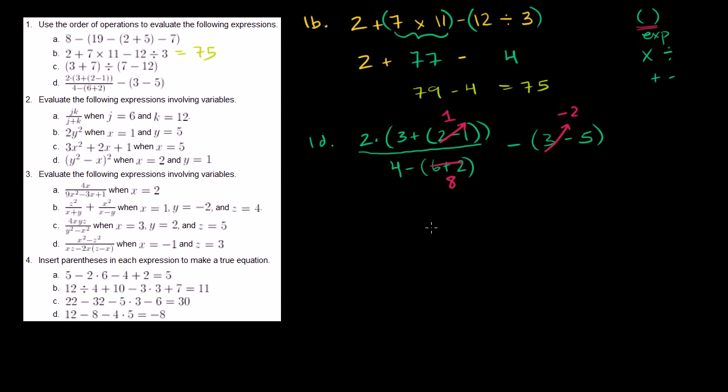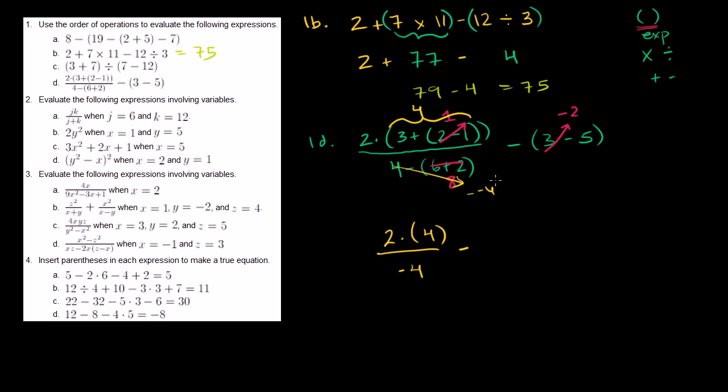Now let's keep looking at the parentheses or see where we can simplify things. We have this parentheses right here. So 3 plus this 1 is now going to be equal to 4. Actually, let me rewrite it. So we have 2 times this whole expression, 3 plus 1. So it's 2 times 4. All of that over 4 minus 8. That's negative 4.